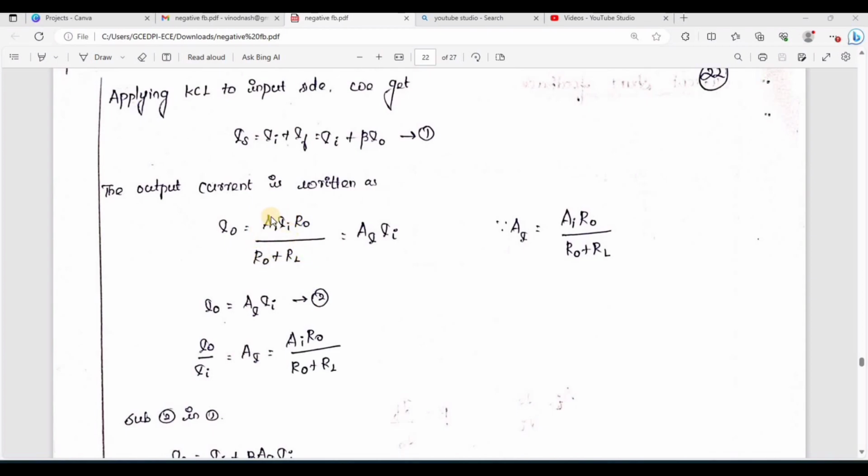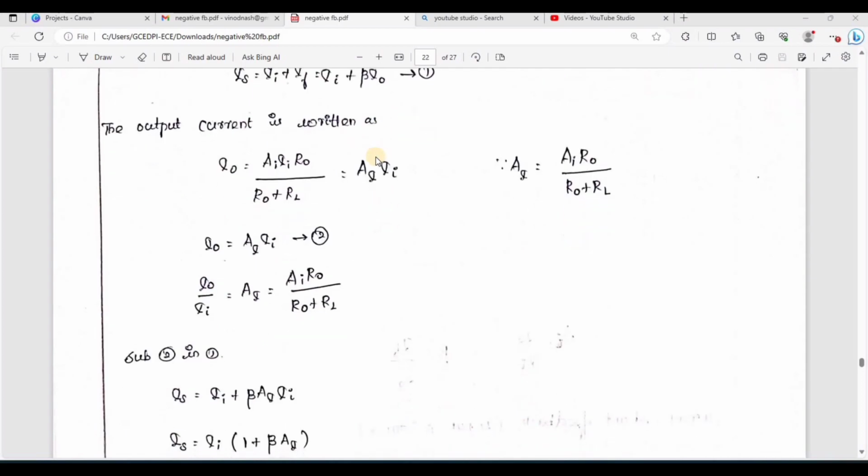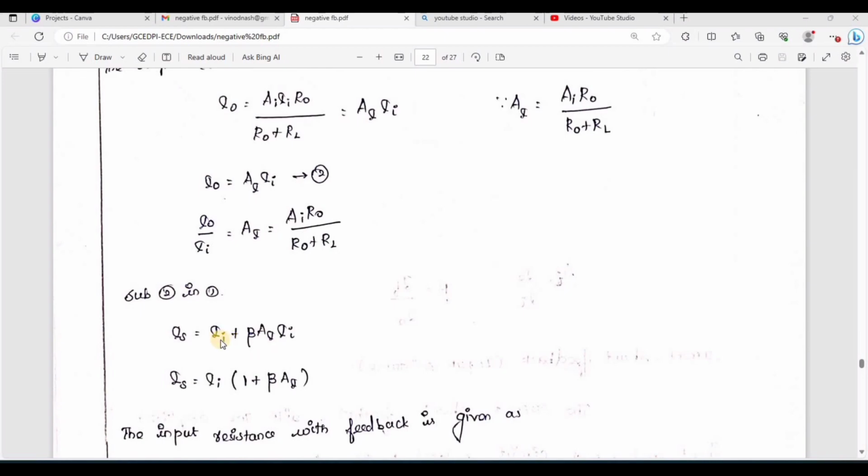So I am going to substitute this value here. I can take this whole term AI divided by R0 plus RL as capital AI, so I can write I0 is equal to AI Ia. Now substitute the second equation in the first equation, and you will get Is is equal to Ia plus beta AI into Ia. If you take Ia common, you will get 1 plus beta AI.